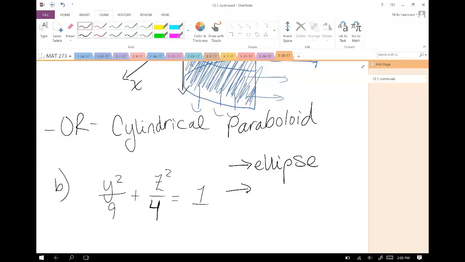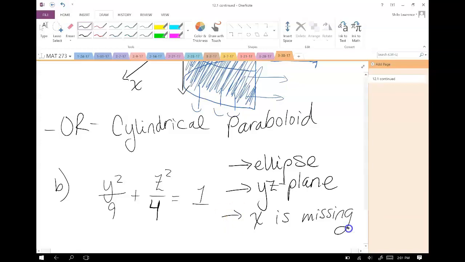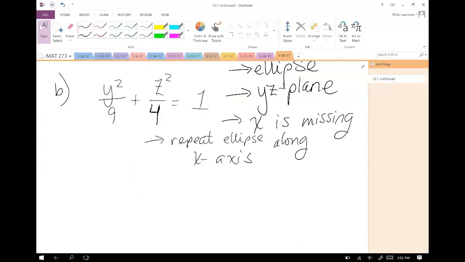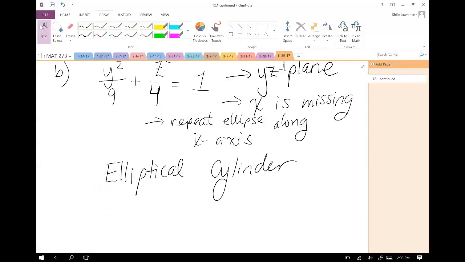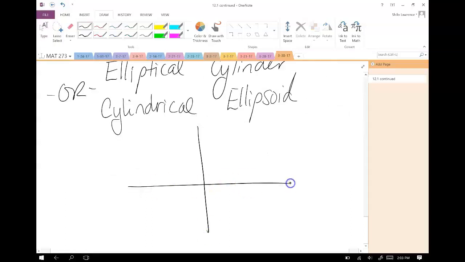What plane are we going to draw this ellipse in? The YZ plane. Yes. It's an ellipse in the YZ plane. Which variable is missing? Since we were told it's a surface. X is missing. Which means once we get our two-dimensional ellipse drawn, we are going to repeat it forever in the X direction. Elliptical cylinder. Cylindrical ellipsoid.